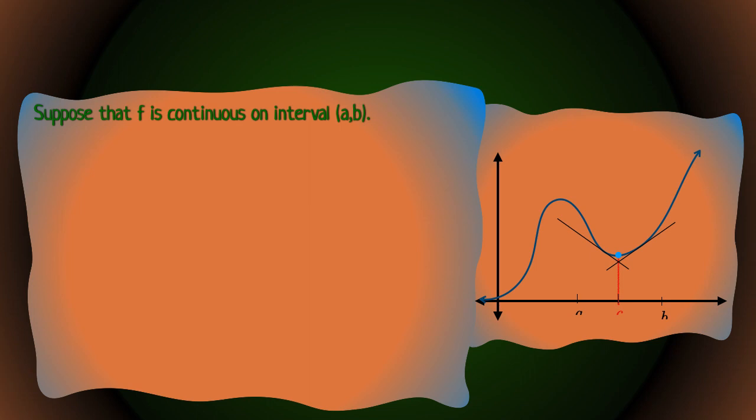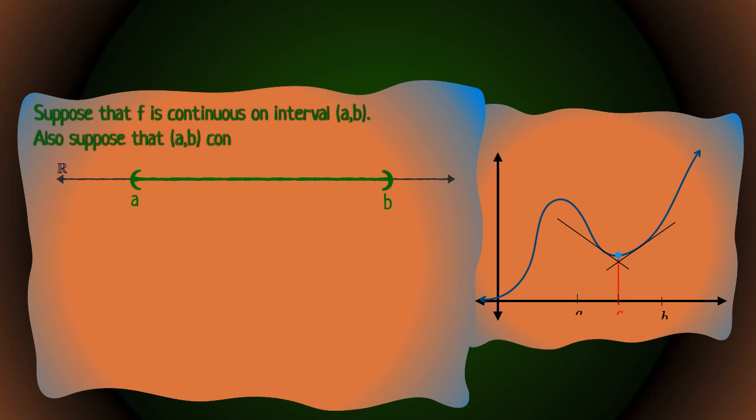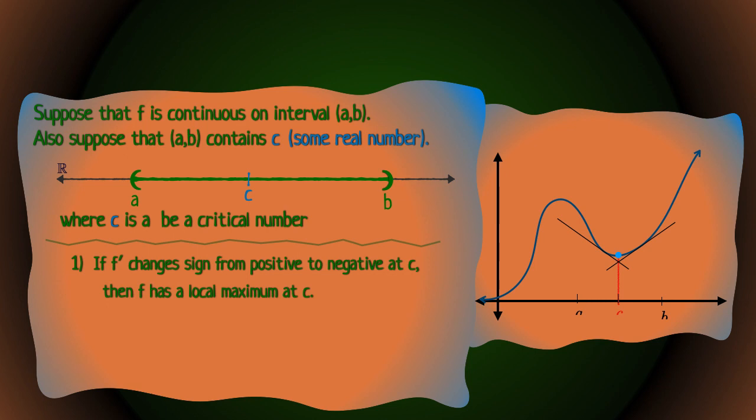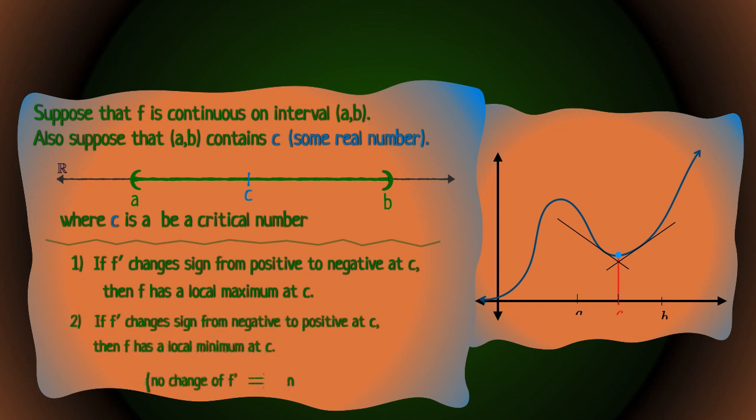Alright, so suppose f is continuous on [a, b]. And there's a c somewhere in there. But c is going to be a critical number. If f prime changes sign from positive to negative at c, c is going to be a local max. Negative to positive is going to be a local min. No change, no extrema.